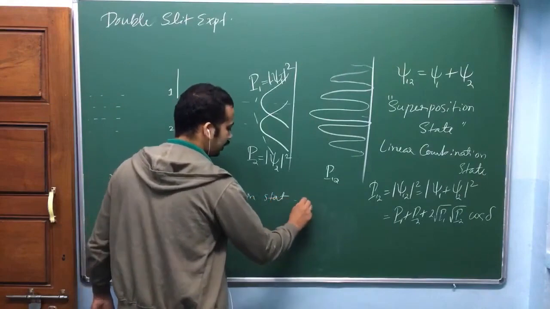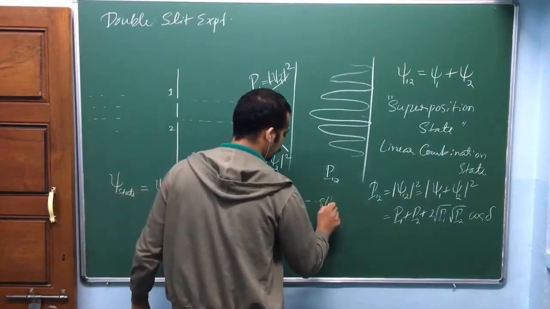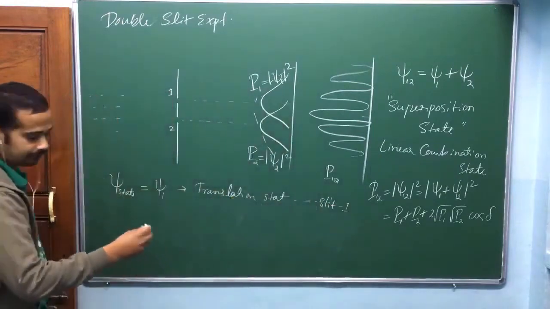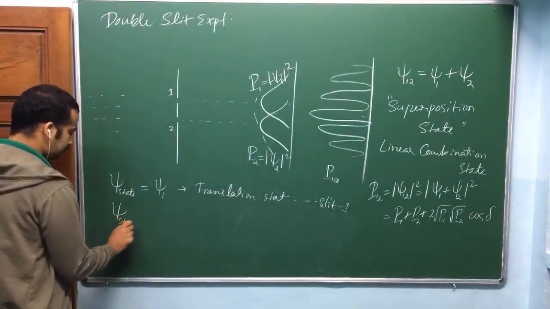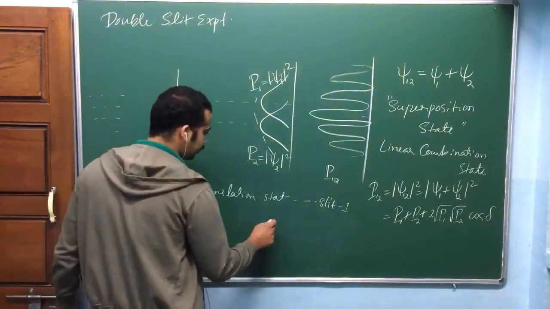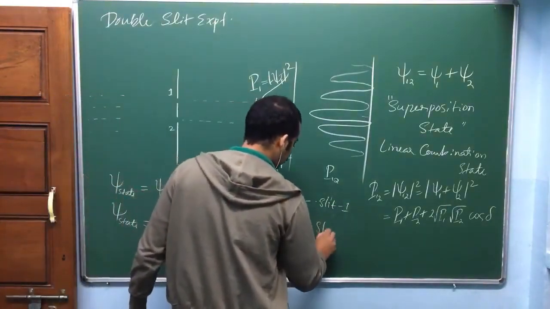state. So that passes through slit 1. Am I right? I am not writing full sentences. So the state of the electron can be psi 2. That means the translational state of the particle that passes through slit 2.